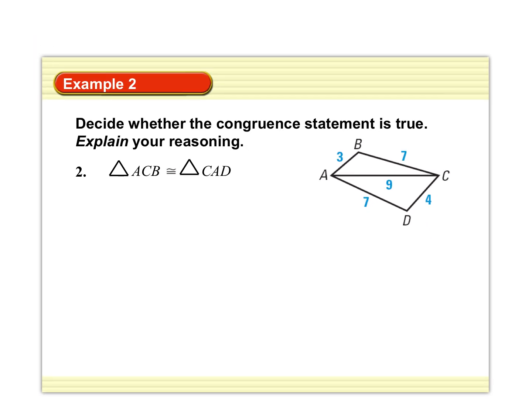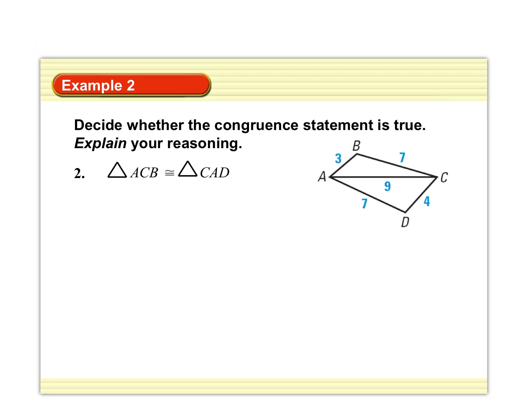Now I come over here and they say again, decide whether the congruent statement is true. I'm not even sure if these shapes are congruent, right? So how do I know? Well, again, I do the same pattern. I say, is AC congruent with CA? Notice anything is congruent with itself. That's the reflexive property, so that would be a yes. Then I go to the next one, CB and AD.